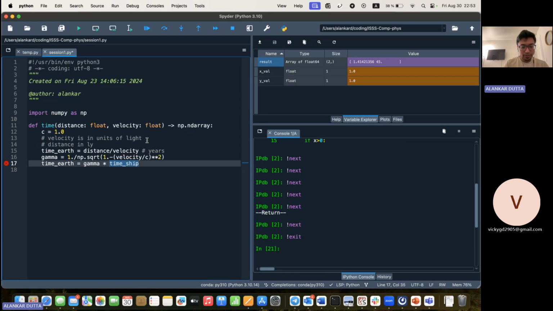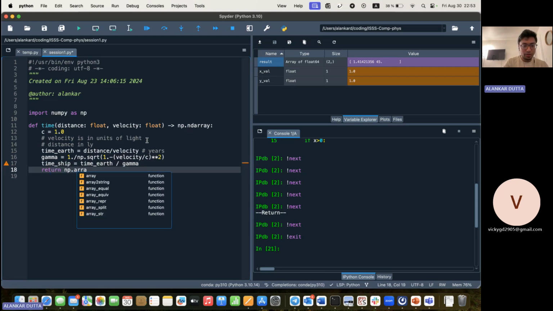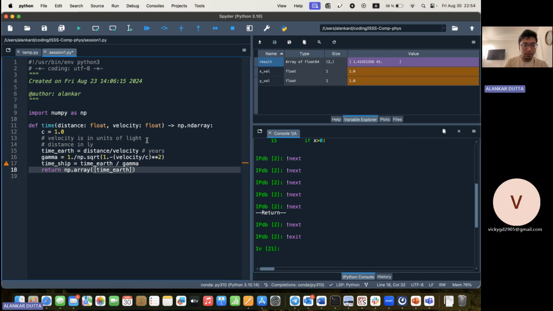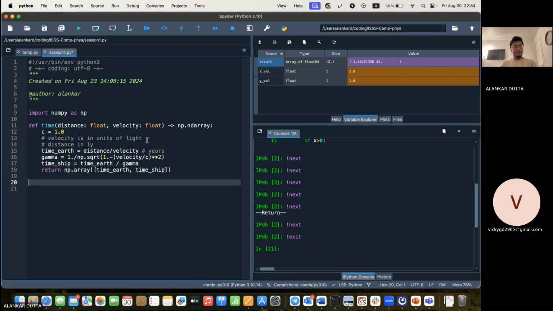So that will be this, divided by gamma. And then we are going to return an np.array of time on Earth and time on ship.